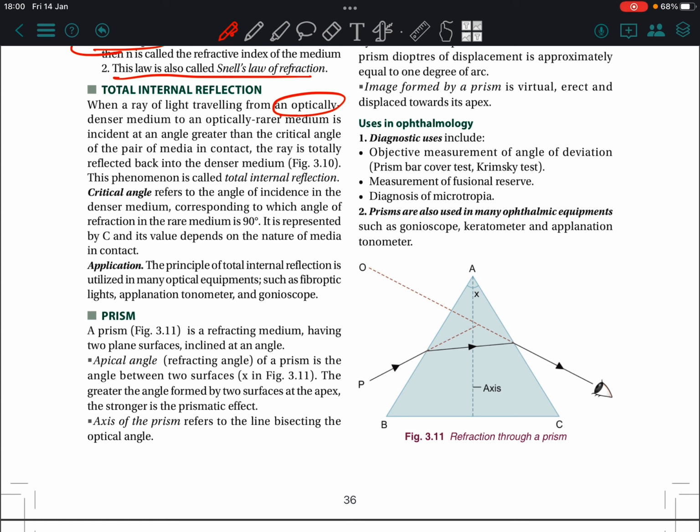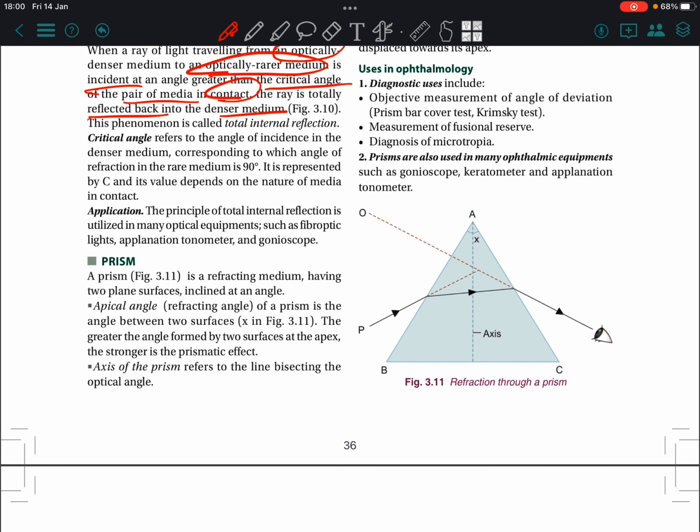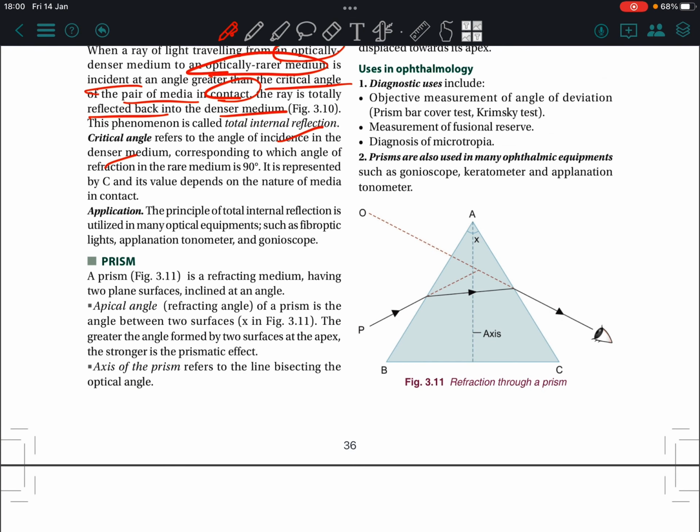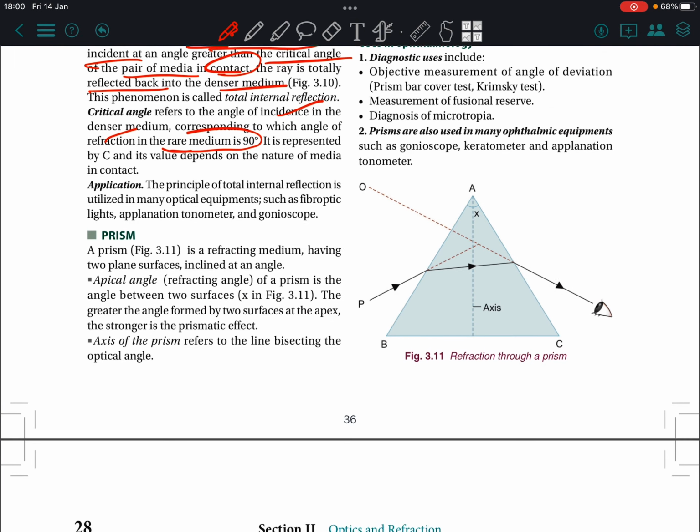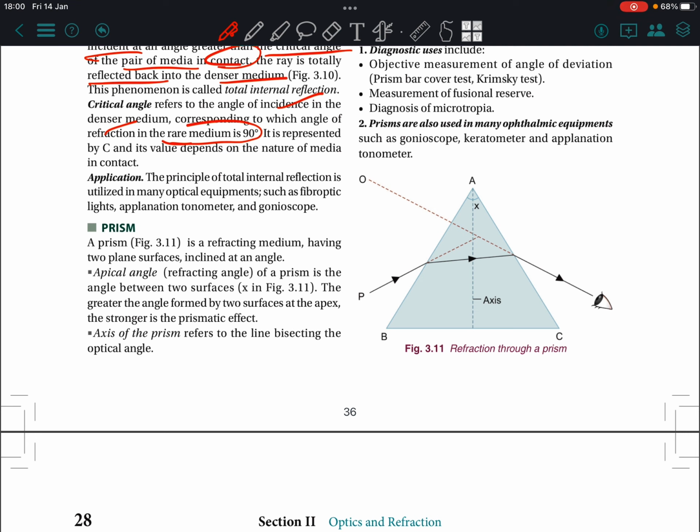When a ray of light traveling from an optically denser medium to an optically rarer medium is incident at an angle greater than the critical angle of the pair of media in contact, the ray is totally reflected back in the denser medium. Critical angle refers to the angle of incidence in the denser medium corresponding to which the angle of refraction in the rarer medium is 90 degrees. Application: the principle of total internal reflection is utilized in many optical equipments: fiber optic lights, applanation tonometry, gonioscope, prism.